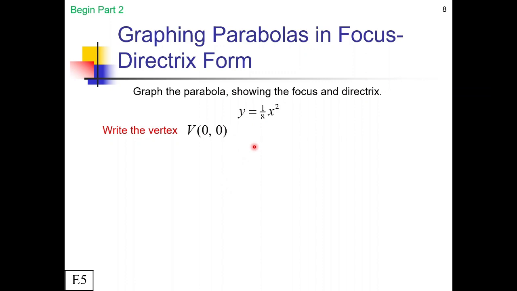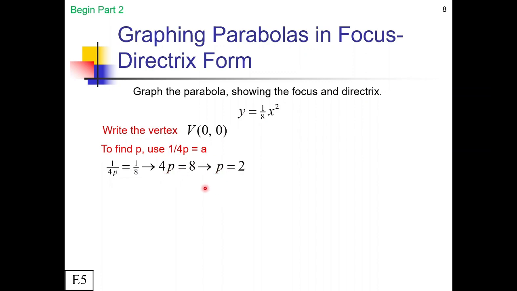So what's the p-value? How do we get that? Well, we know the general formula has 1 over 4p in front of the squared stuff. So we're going to take this a value that they're giving us in this equation, and to find p, we're going to use 1 over 4p equals that a value. So I'm going to write 1 over 4p equals 1 over 8. Now I just have to solve this for p. If I cross multiply, I've got 4p equals 8, which means then that p equals 2.